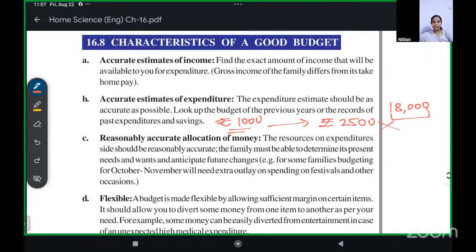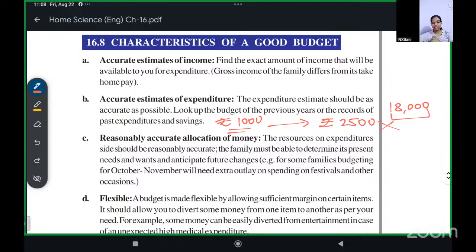You should have in mind that I should buy for this much amount only, and that is what you write in your budget. If you plan 2,500, write 2,500. Don't write 1,000 and make a purchase of 2,500. We shouldn't do that because it will disrupt the balance of our budget, the balance of income and expenditure. Then you might not be able to save if you do this. So this we shouldn't do.